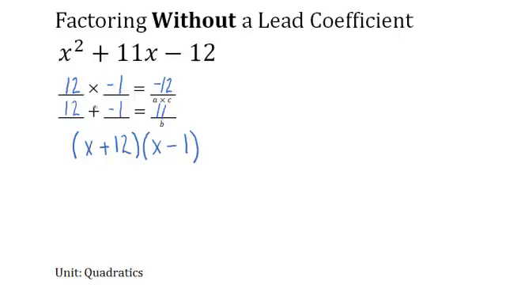So what we've just done is we have now factored x squared plus 11x minus 12 into the two factors x plus 12 and x minus 1.